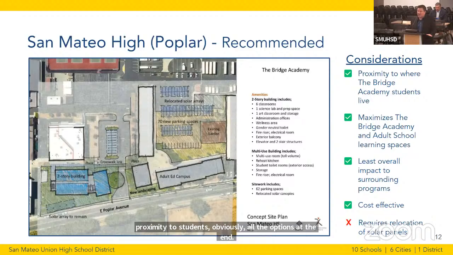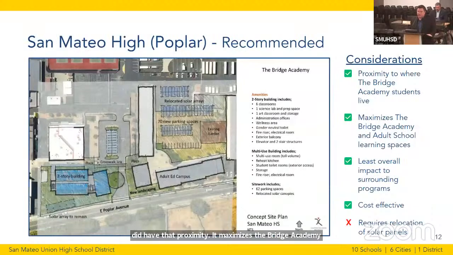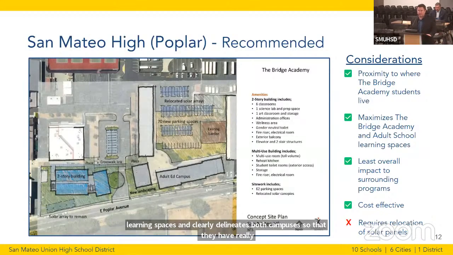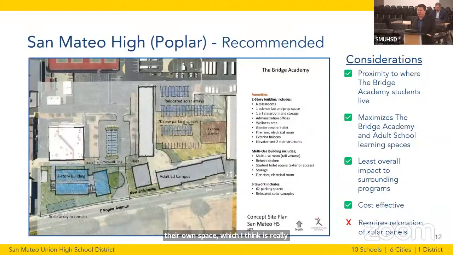It maximizes the Bridge Academy and adult school learning spaces and clearly delineates both campuses so that they have really their own space, which I think is really important to both programs. It has the least overall impact to surrounding programs. You're not moving that many things around. At the end of the day, moving parking is the easiest thing to move around as you move forward. It's the most cost effective of all of the plans.